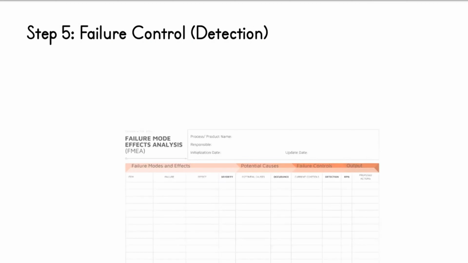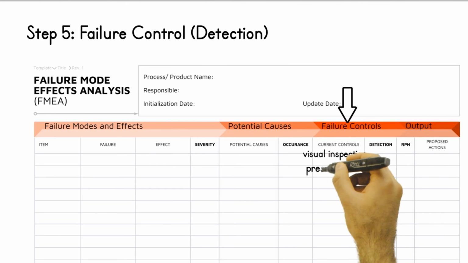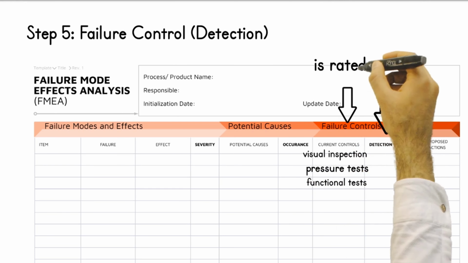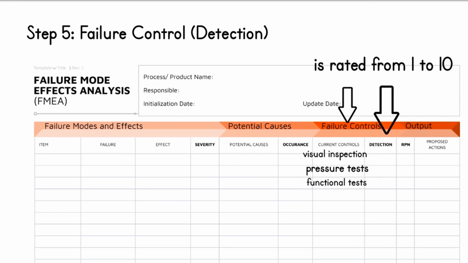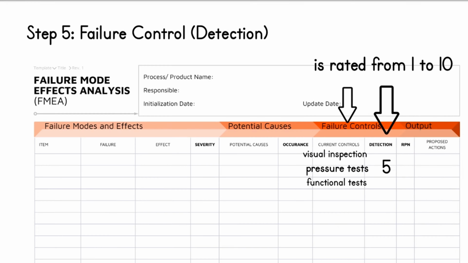Step 5. Failure control, also called detection. Detection describes how well existing controls can detect the failure before it reaches the customer. Examples of controls include visual inspection, pressure tests, or functional tests. Detection is rated from 1 to 10. 1 means the failure is obvious and almost certain to be detected. 10 means detection is not possible. For example, with a pressure test in place, the detection rating may be 5.